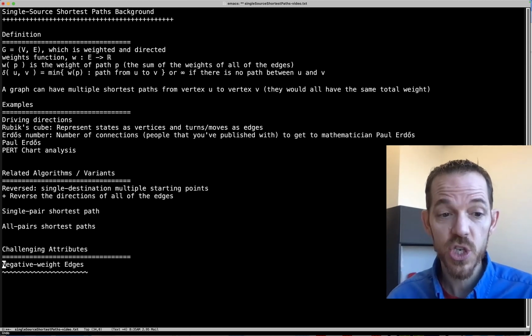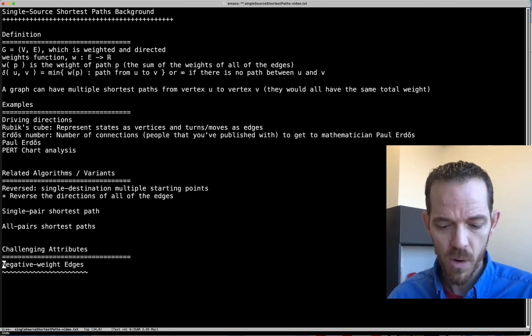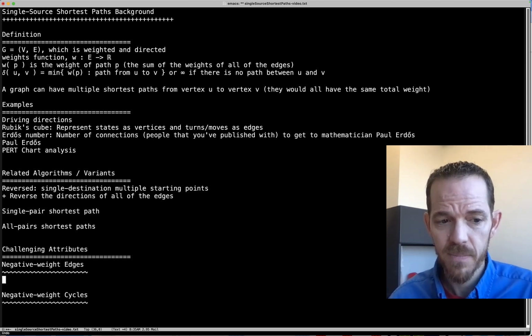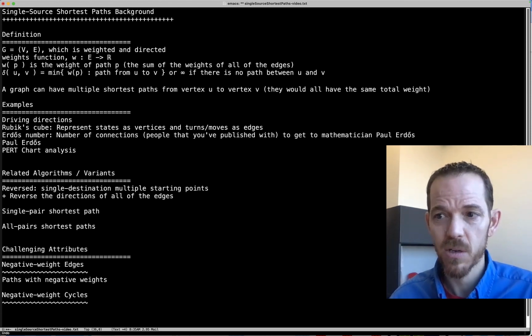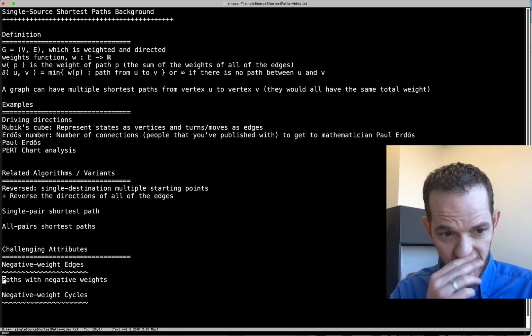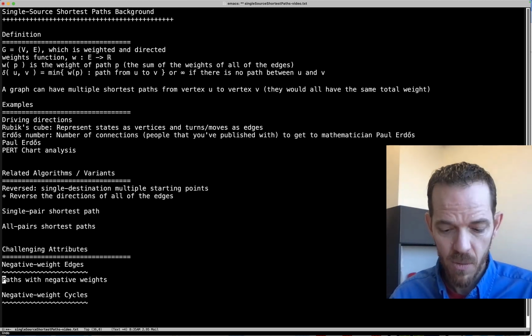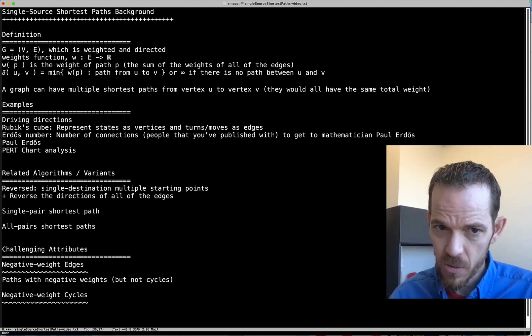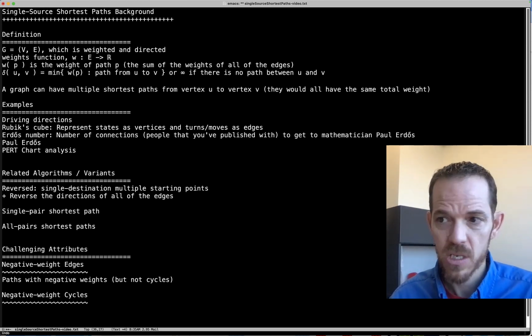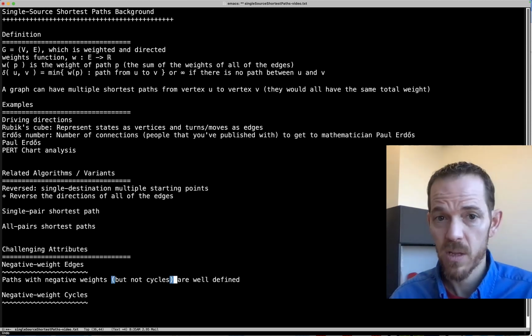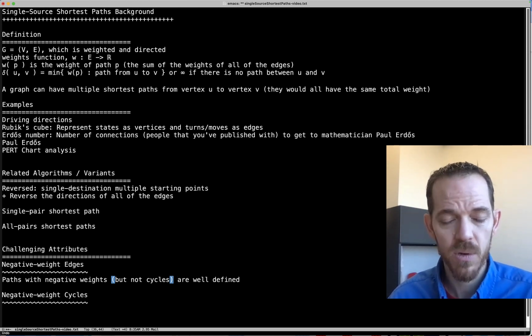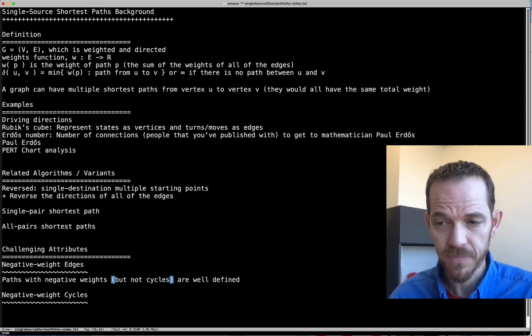Now let's talk about some challenging attributes, one of which is negative weight edges, negative weight cycles, and then we'll talk about cycles in a little bit. So negative weight edges are paths with negative weights, but no cycles, to be clear. We'll talk about that in just a minute. And these are actually well-defined. And so if we happen to have a negative weight edge, that's fine. We'll just take it in stride. Now let's talk about negative weight cycles.